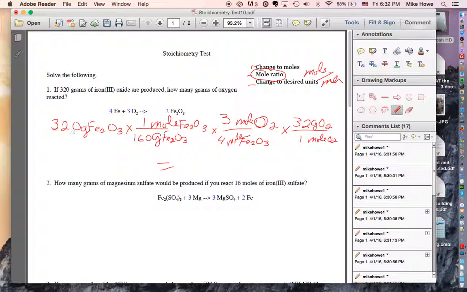Then to do the math, you multiply across the top and divide across the bottom. So in other words, it's 320 times 1 times 3 times 32. Once again, 320 times 1 times 3 times 32. Then divide by 160 and divide again by 4. All right, so your final answer will be 48 grams. And that's the answer to question number 1.